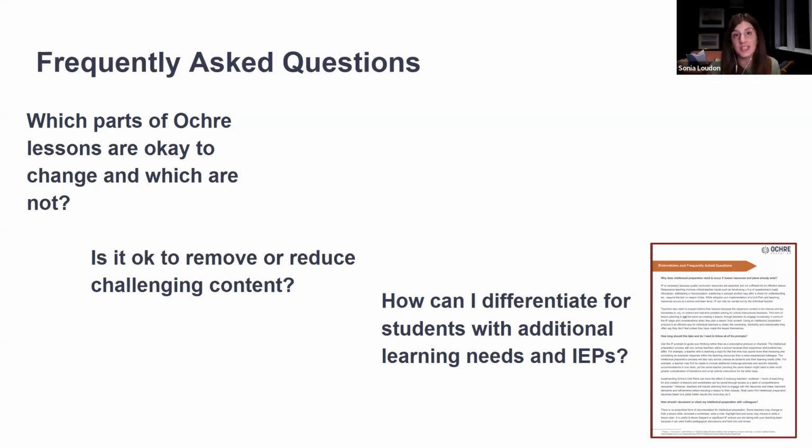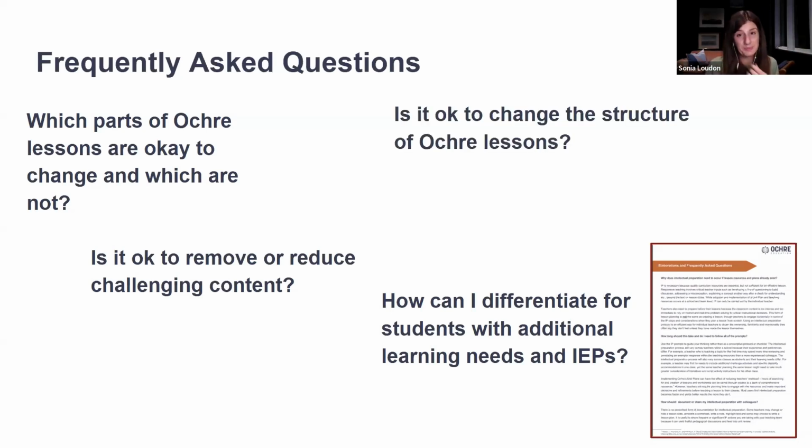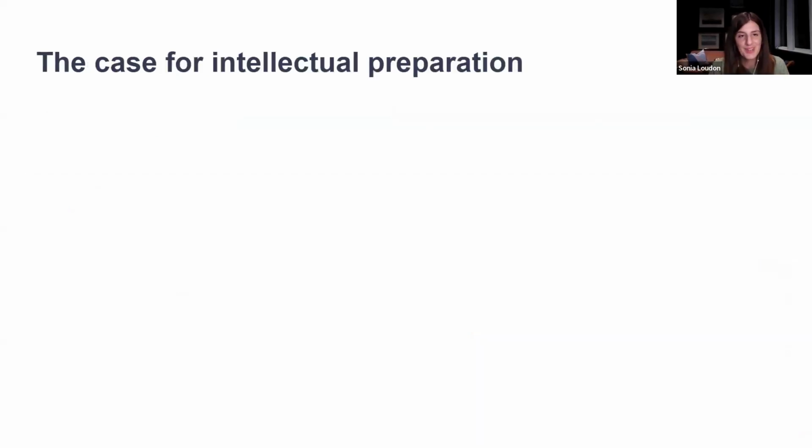And in my experience, teachers who have felt really nervous or uncomfortable about teaching level 5 to year 5 students, when they try it and plan with additional scaffolds and supports, it actually ends up going pretty well. Is it okay to change the structure of Ochre lessons? I think explicit instruction is pretty good and you should stick with it, but please read the guide.